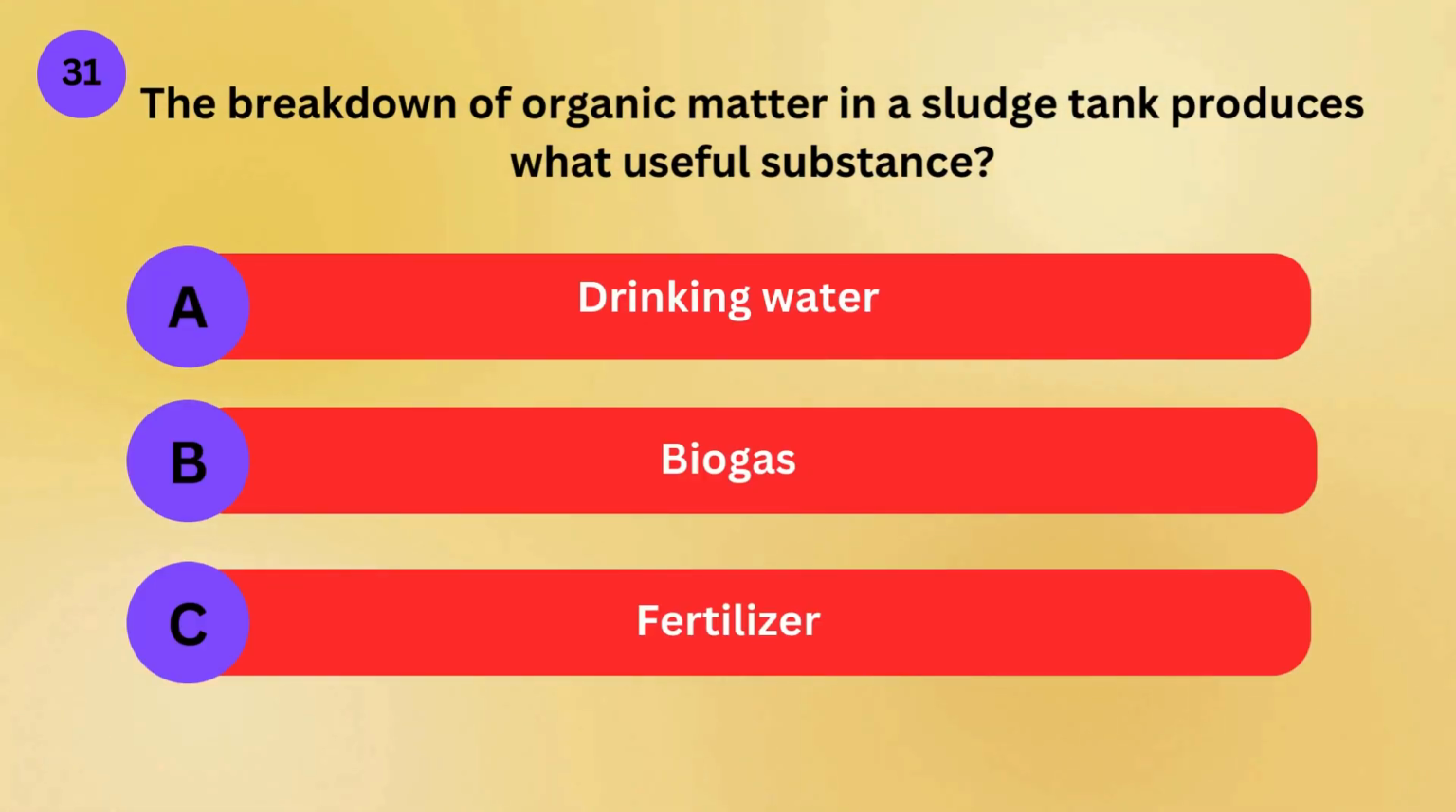The breakdown of organic matter in a sludge tank produces what useful substance? Drinking water, biogas, fertilizer.